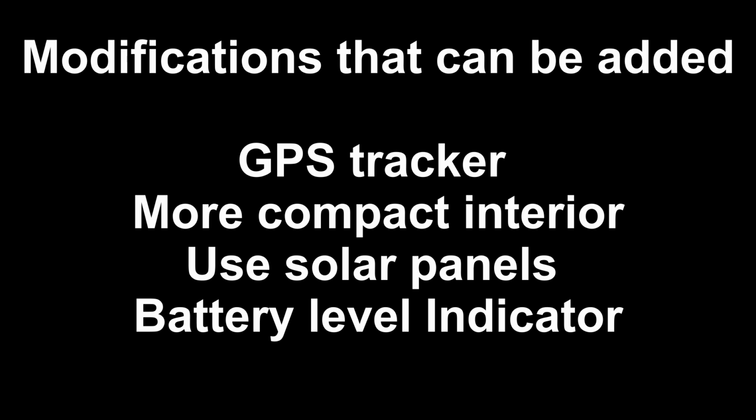Some modifications that can be added in the future are a GPS tracker for location tracking, a more compact interior to store supplies which are of aid to victims, use solar panels to charge the vehicle through solar energy and use it as a backup power source, and a battery level indicator to know how much charge is left in the vehicle so that the responders know when to charge the vehicle.